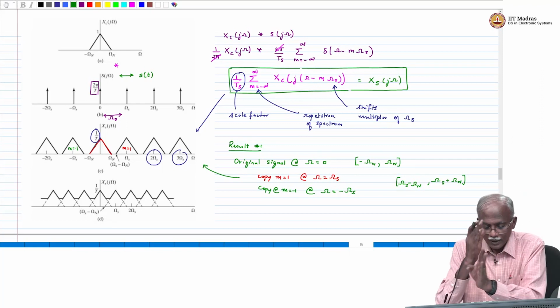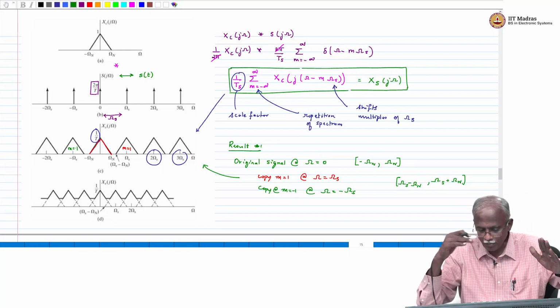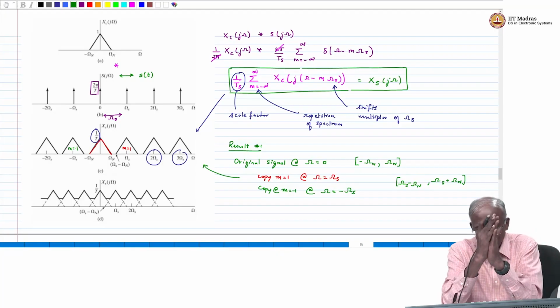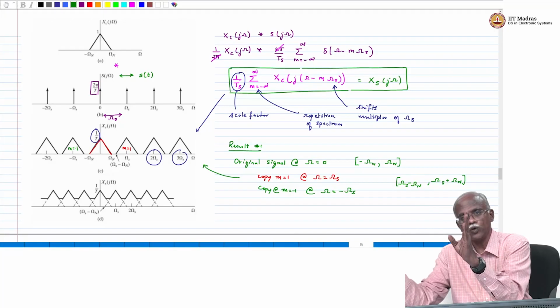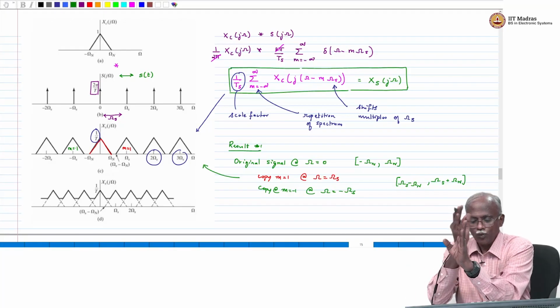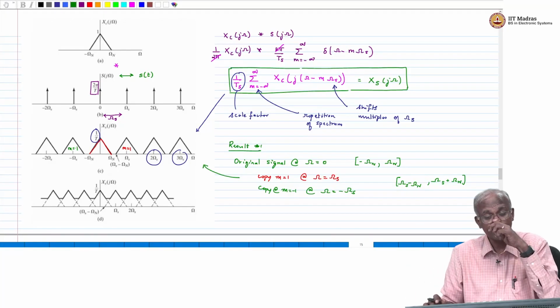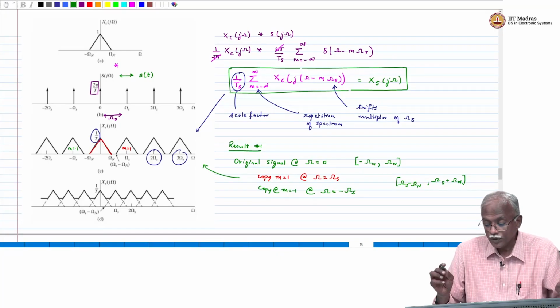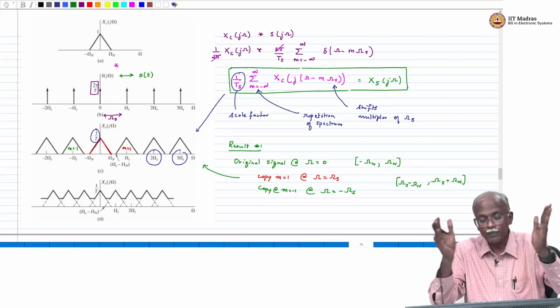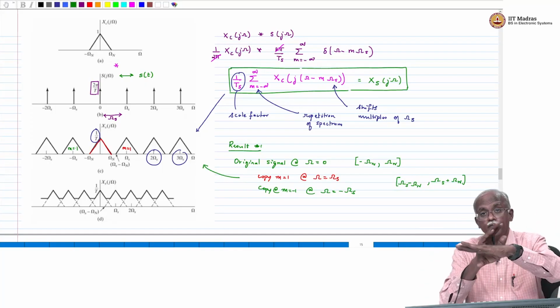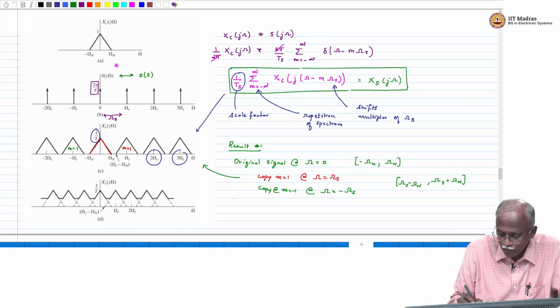So, basically the spectrum copy is from minus omega n to omega n, but if the center frequency has moved to omega s, then what you will get is omega s plus omega n as the positive frequency, and omega s minus omega n as the other frequency. Now, we do not want these copies to overlap in frequency.